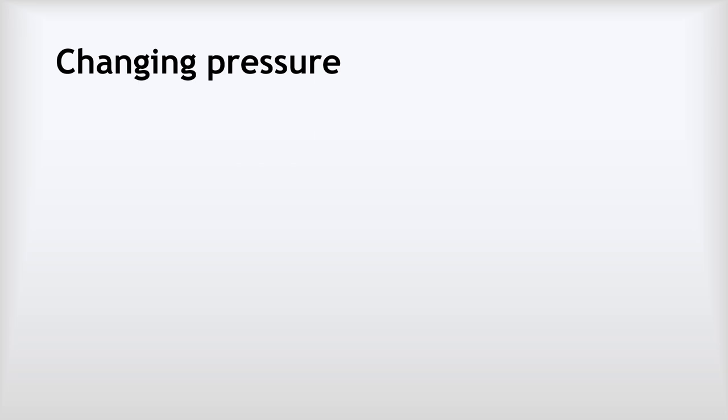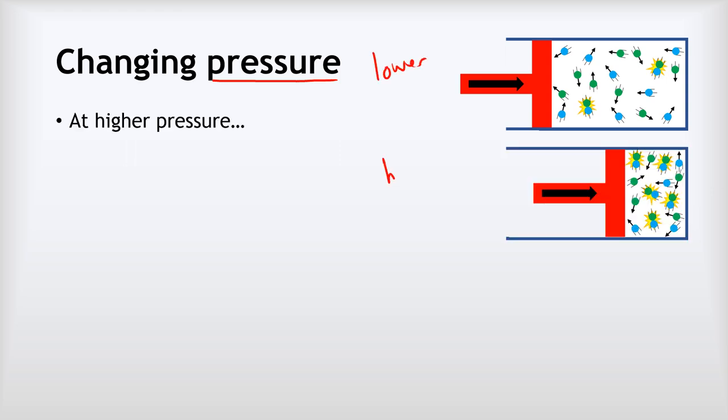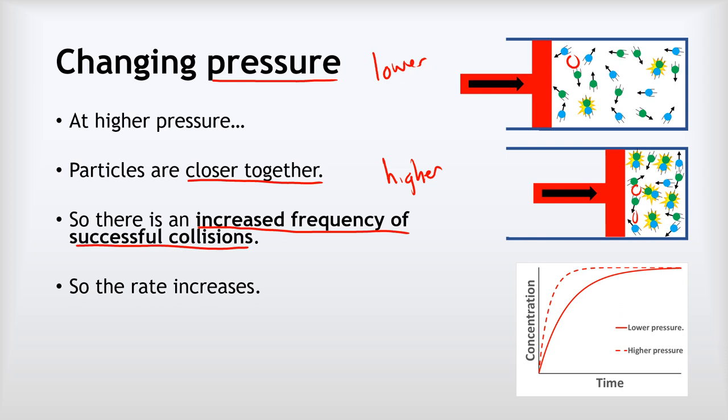So what about changing the pressure of a gas? Now, this top diagram here shows lower pressure, and the bottom diagram shows higher pressure. Now, at higher pressure, the particles are closer together. You can see that here. There's much less space in between the particles than there is on the lower pressure one. So if the particles are closer together, they are going to collide more often. So there's an increased frequency of successful collisions. So the rate of the reaction will increase.